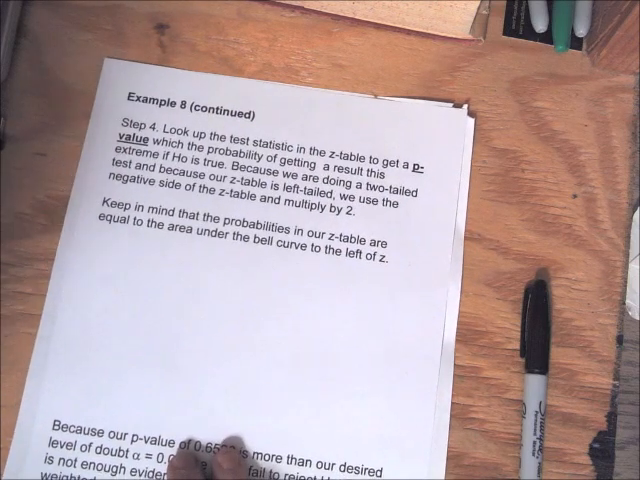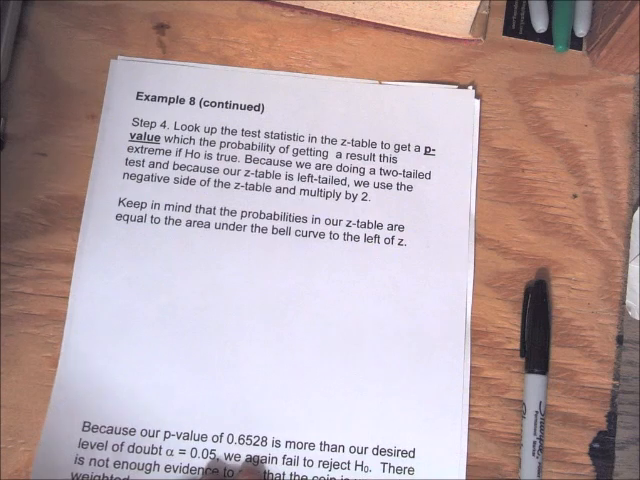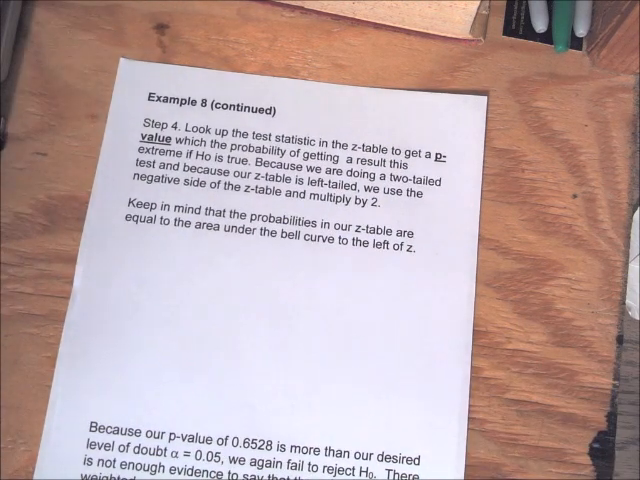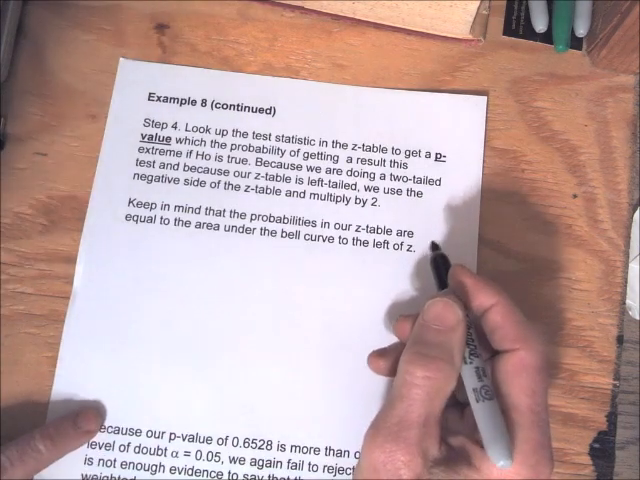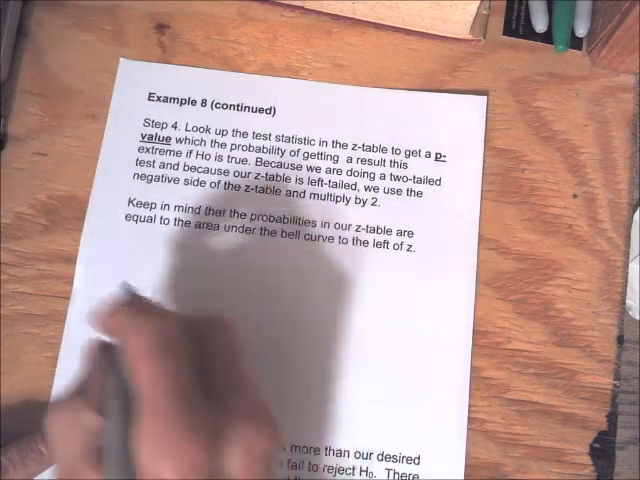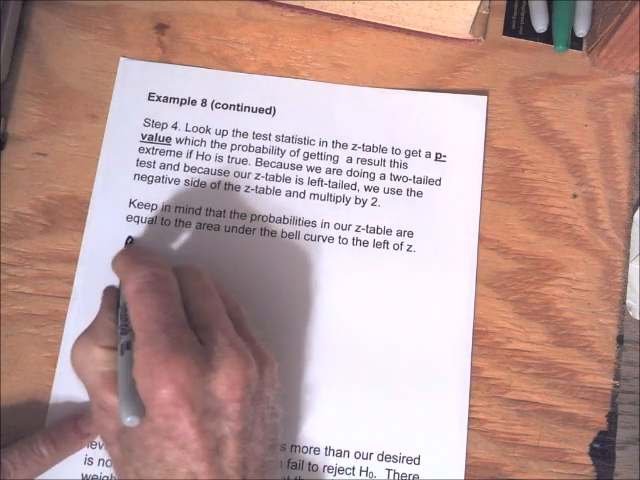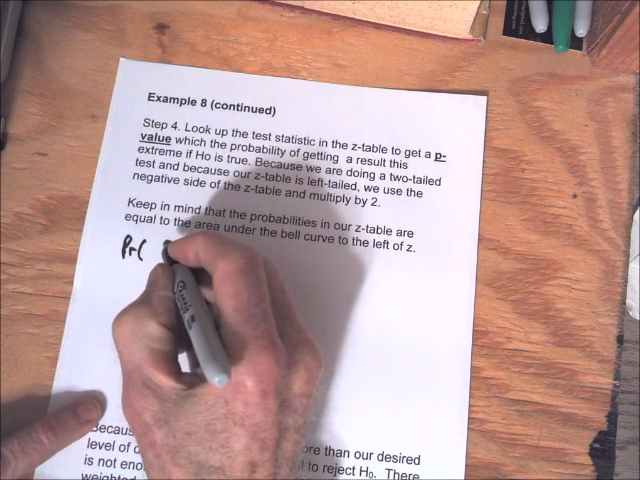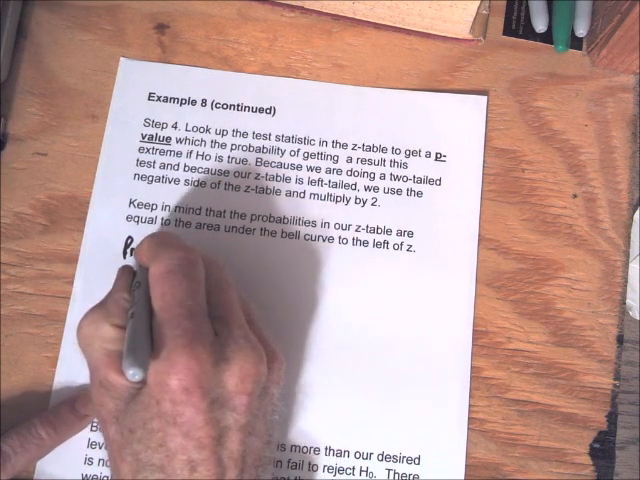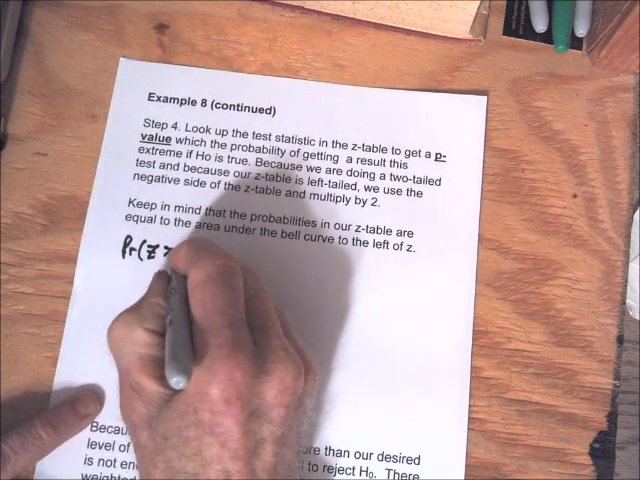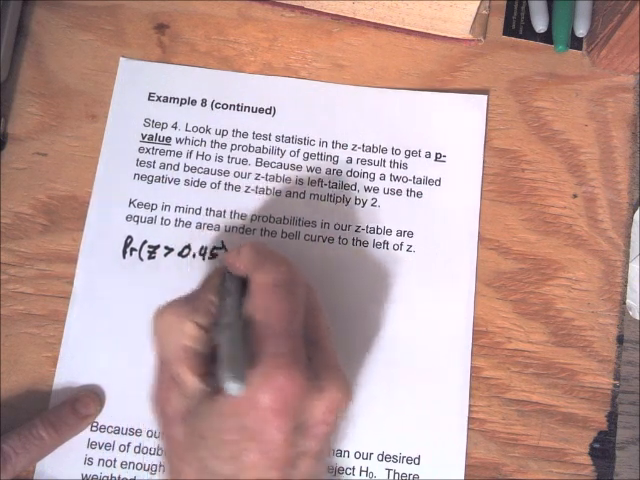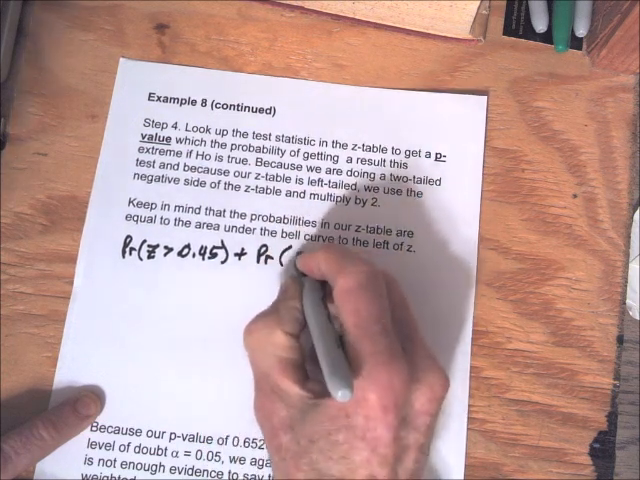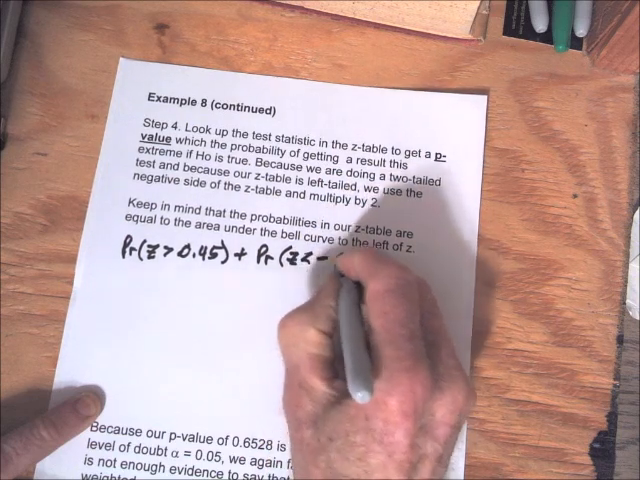Okay, so the next step is to look up the z-score in the z-table. Because of the way our table is set up, we want to use the negative side of the table. Because we're doing a two-tailed test, we actually have to multiply that number by 2. So we want the probability of getting a z-score that big if H naught is true. We want the probability that z is either greater than 0.45 or less than negative 0.45.